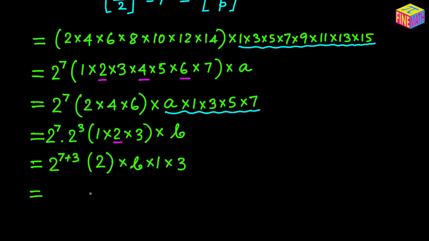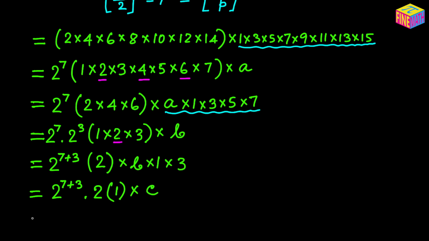So now we are going to say, okay, it is now going to be 2 to the power 7 plus 3, and then from within the parenthesis, you see I can bring out one more 2, right? Because there is only one factor of 2, and I can bring out one more 2. So let me say, okay, this times 2, and then within the parenthesis we are going to be left with a 1, and then times b times 1 times 3. Let's say this is nothing, this is like a c.